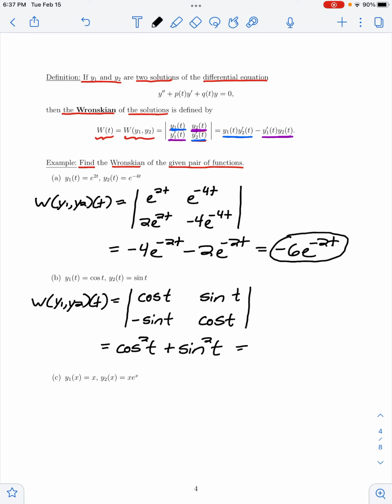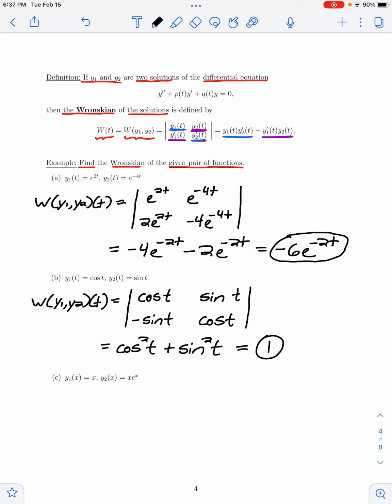And then we know everybody's favorite trig identity, the sum of sine and cosine squared of the same angle is just 1. So we can simplify our Wronskian down to 1 here.